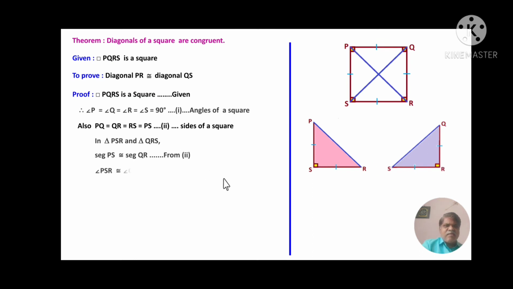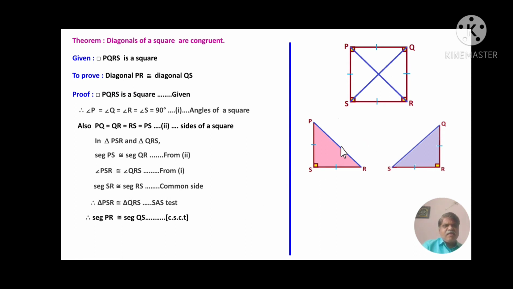Also angle PSR, that is angle S, is 90, and angle QRS, angle R, is 90. These two angles are also congruent from 1, and this segment SR is congruent with this segment RS, common side. Therefore, we can say that triangle PSR and triangle QRS are congruent by SAS test. If we take the corresponding sides, we will get PR is congruent with QS. Therefore, we can write that diagonal PR is congruent with diagonal QS. This is the second one.